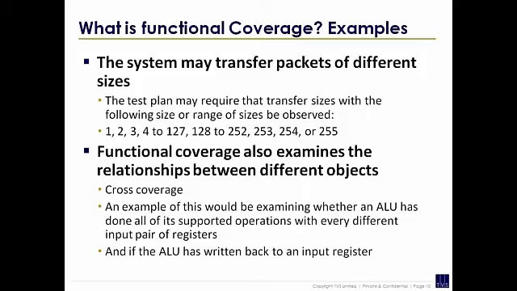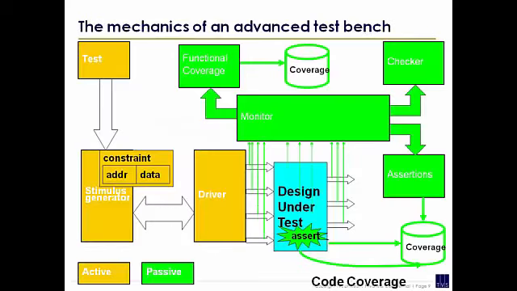Or an example here for a CPU, where an ALU has done all of its supported operations with different input pairs of registers. So if you're doing a CPU and you've got maybe 4 or 5 registers which the ALU can operate on, has the ALU done all of its operations on all of those registers? So you can build up these coverage models very quickly, and then your automatic test bench will try and hit that functional coverage for you. Okay, and so what you can do is try and close coverage.